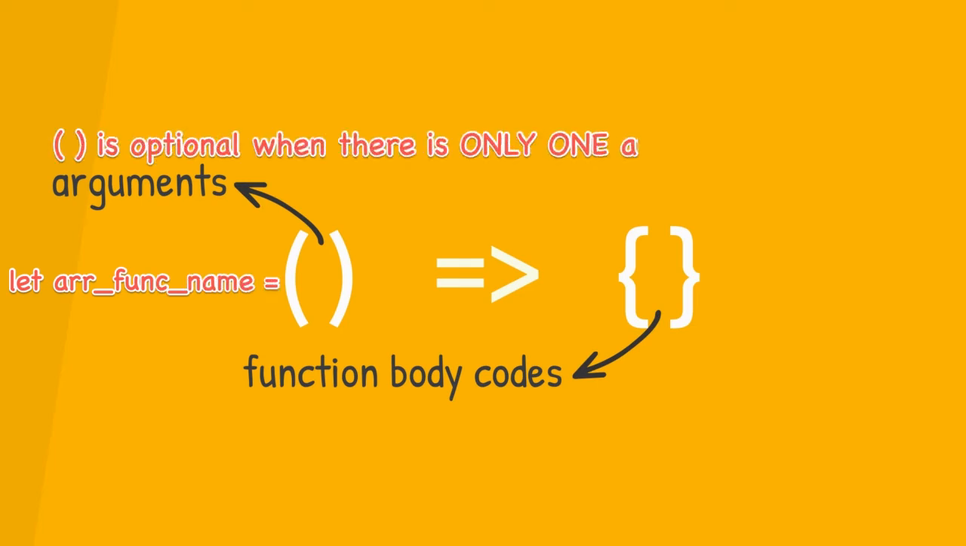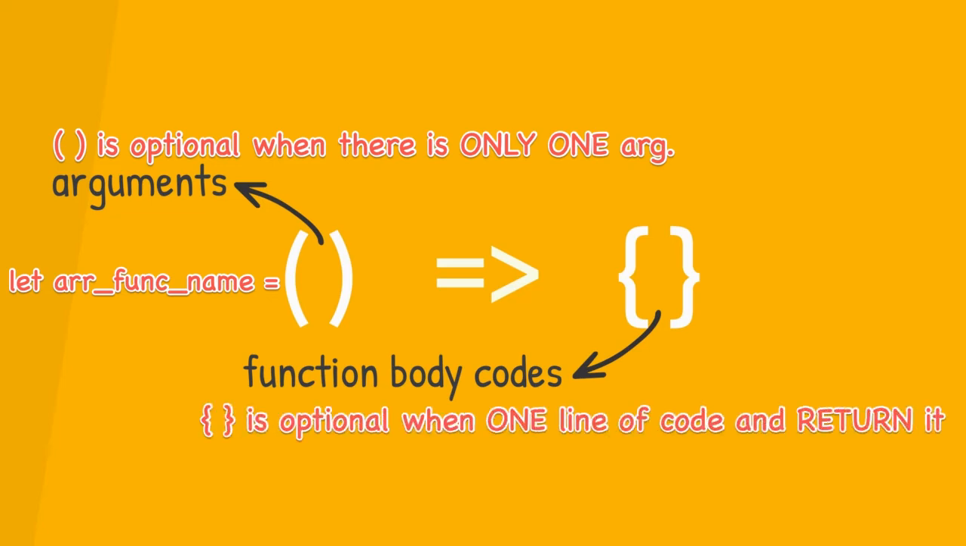If you only have one argument, you can skip the parentheses. The curly brackets are also optional if your function body only includes one line of code and you want to directly return that line.